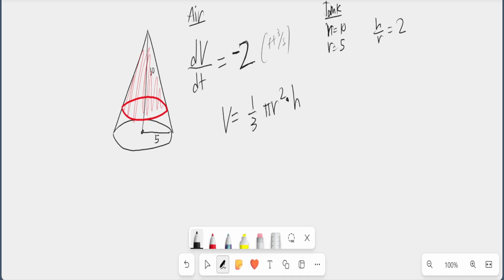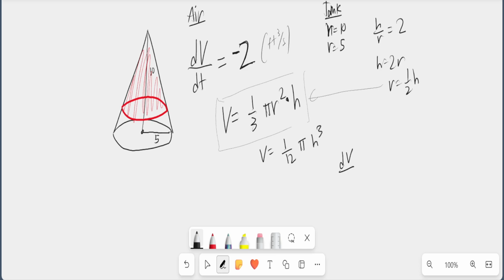And we want to find the height of the water as it changes, right? So we want to turn this expression into volume in terms of height. That way, when we take the derivative of everything with respect to time, we're left with dV/dt and dh/dt, and we can just find dh/dt. So h is equal to 2r, so r is equal to 1/2 h. We plug that in, so volume is equal to 1/3 pi (h over 2) squared times h, so that's 1/12 pi h cubed, right?